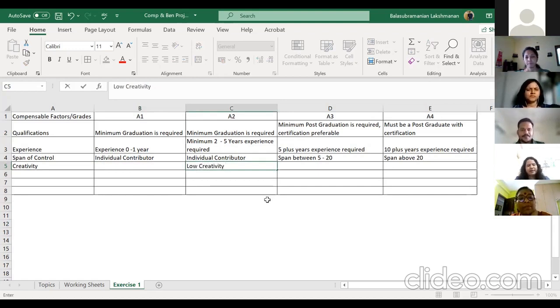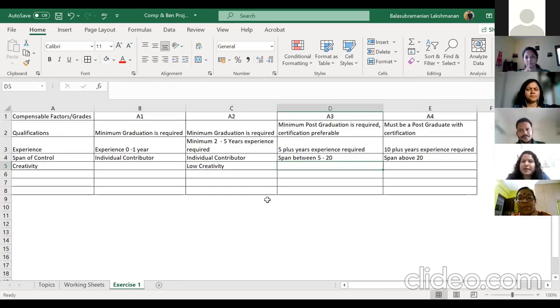Or rather than creativity, can we keep management skills, because there are some management level positions, it would be easier. Maybe at A2, you'll need medium. I think Karthika was suggesting we could go depending on creativity, of course. Or should we go with the soft skills? Yeah, soft skills can be mentioned.